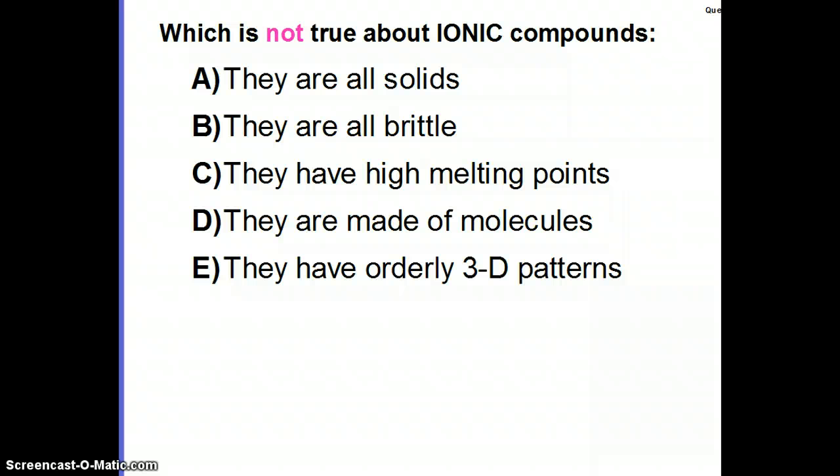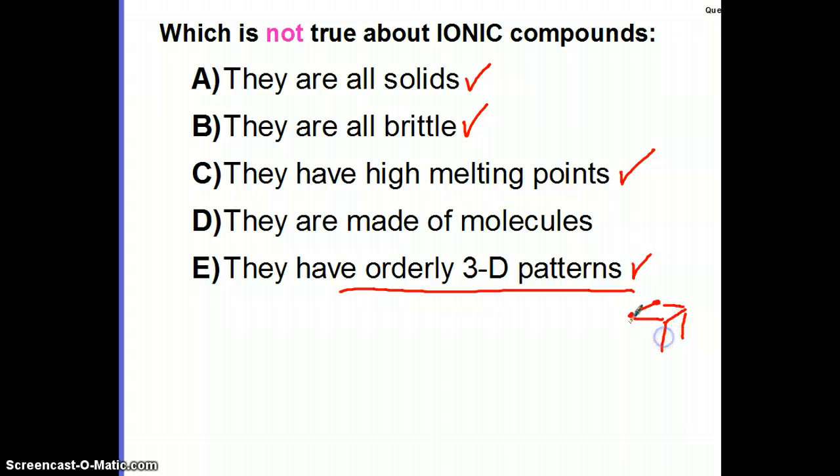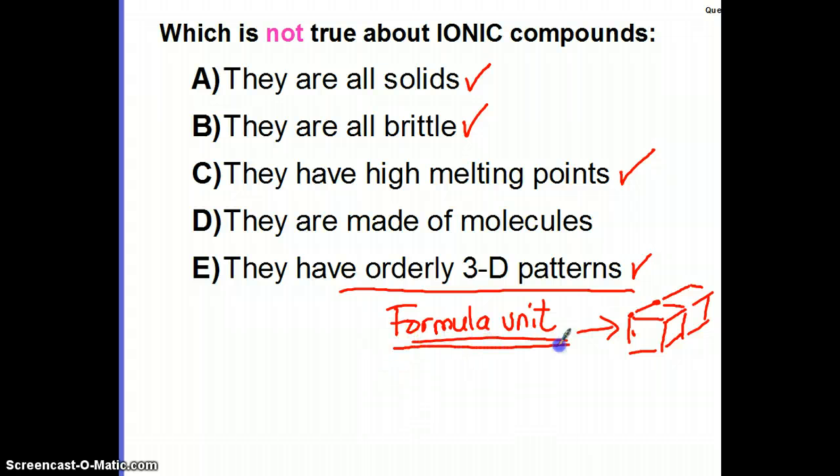Next, which is not true about ionic compounds. Okay, this is just memorization. All ionic compounds are solids. All ionic compounds are brittle, and they all have high melting points, and they have orderly 3D patterns, meaning they're sort of like crystals. They have just a regular repeating shape. And the lowest whole number ratio of that regular repeating shape, they form a crystal lattice, but that is called a formula unit. That is the lowest ratio of your ionic compound.